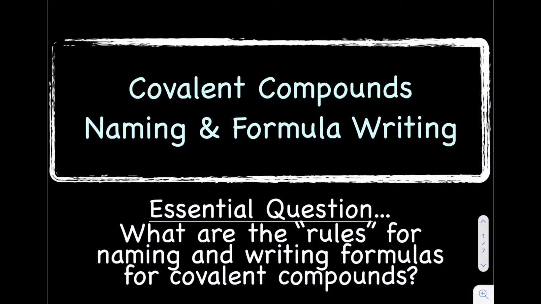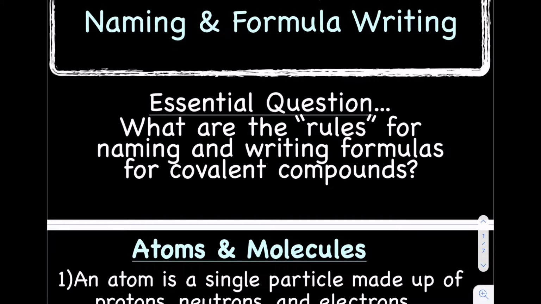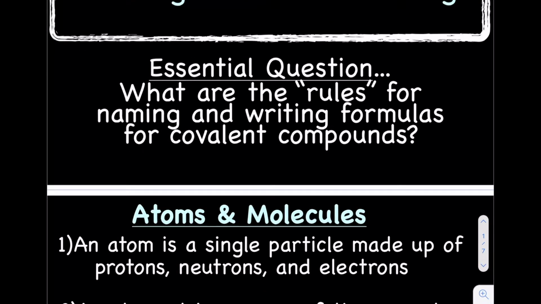Okay, we're going to start with some terminology. So atoms and molecules. And by the way, these aren't exact definitions. These are my definitions or explanations. So the first one is an atom. An atom is a single particle made up of protons, neutrons, and electrons. This is something we've been talking about all year, but I haven't put an actual definition to it.